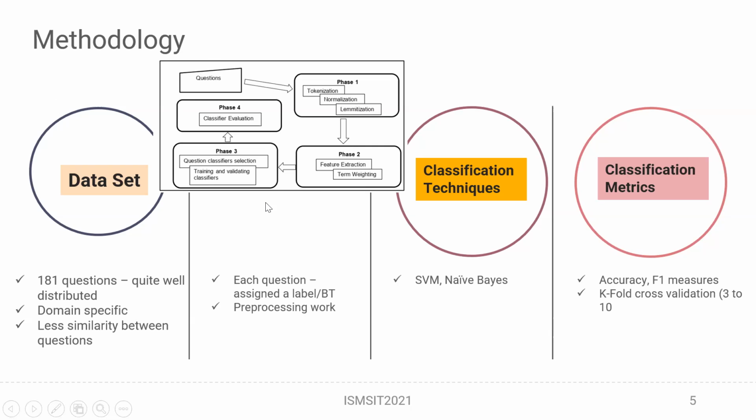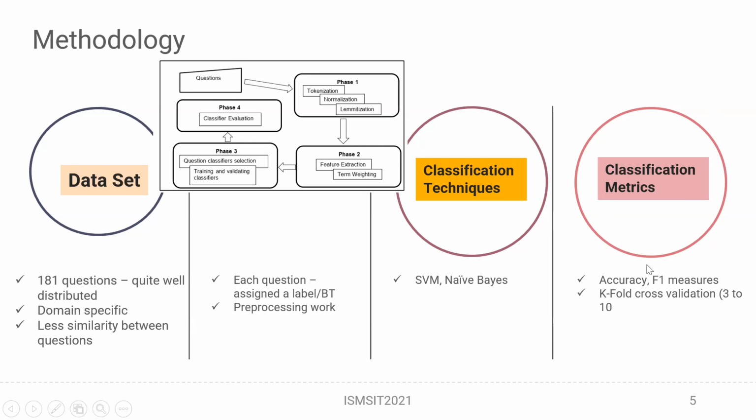So this is the flow, the question classification model. As usual, this happens in other areas such as text classification. We do tokenization, normalization, lemmatization, and then feature extraction and term weighting. Then we feed into machine learning, training, validating, and then we get the output. Classifier evaluation: for classification techniques, I use SVM and naive Bayes. If you ask why I use SVM, SVM is the de facto for question classification based on Bloom's taxonomy. We get a very good accuracy with SVM and also naive Bayes.